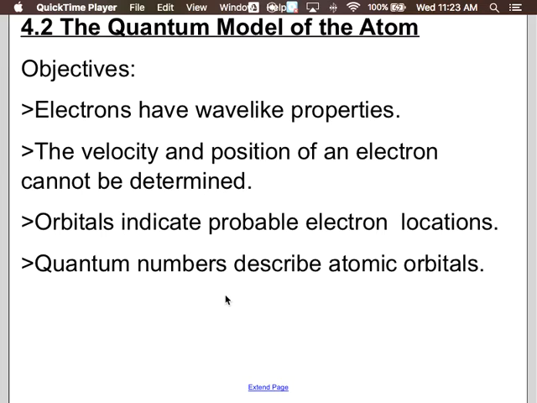On 4.2, the quantum model of an atom. So we're going to talk about electrons again. Okay, we're not done with them. This entire chapter is based on electrons.